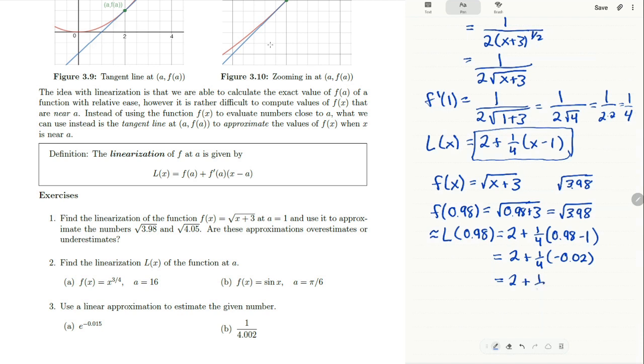And so as a fraction, we can write this as negative 1 over 50. So that is 2 minus 1 over 200, making a common denominator of 200. We get 400 minus 1 over 200, which is 399 over 200. And so the approximation to root 3.98 is 399 over 200.